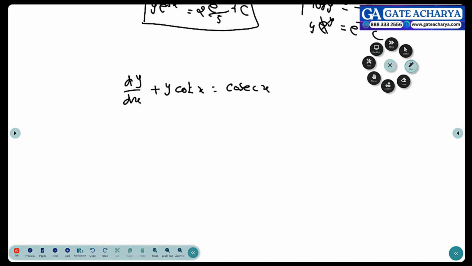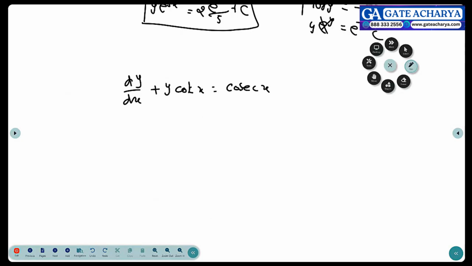1 by tan, otherwise cos x by sin x. Okay, 1 by tan is correct. 1 by tan is sin by cos, and its reciprocal is cos by sin. So cot x is cos by sin. Cosecant means 1 by sin. So dy by dx plus y cot x is equal to cosecant x.